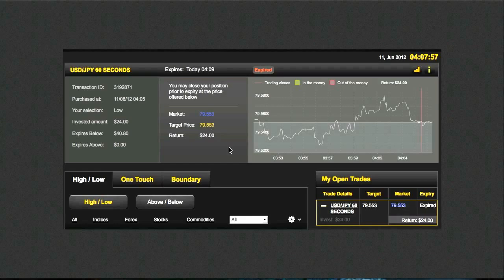So this was 79.553, and it ended up expiring at that exact amount. So what happens is the investment gets returned to you. So that's good news. This was probably not a good trade to take in the first place, in my opinion. And in retrospect, that's just something to think about. And perhaps that can be the lesson for the day.